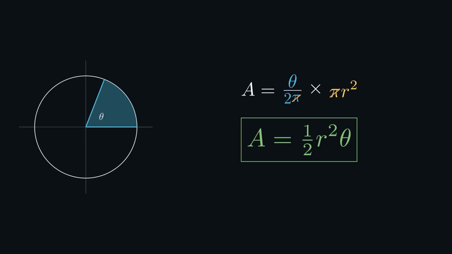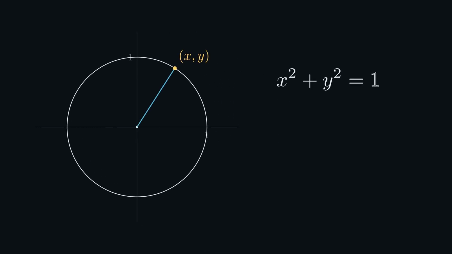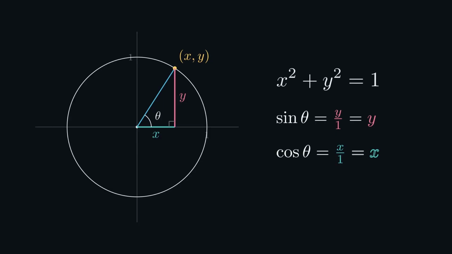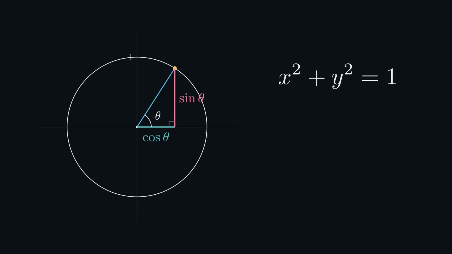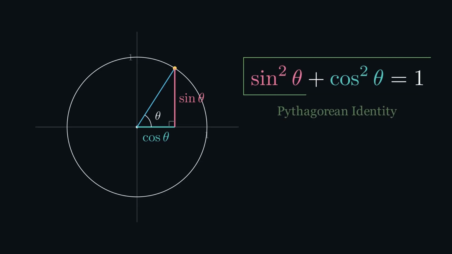Now, to extend radians to trigonometry, we will need to consider the unit circle. This is a circle with radius 1 and center at the origin. Hence, the equation of it in the xy plane is x squared plus y squared equals 1. However, if we use our SOHCAHTOA rules, we derive that sine theta equals y over 1 equals y, and cos theta equals x over 1 equals x. So any point on the unit circle can be expressed in terms of Cartesian coordinates cos theta, sine theta. If we substitute this into the equation for our unit circle, we derive the very famous Pythagorean identity, sine squared theta plus cos squared theta equals 1.